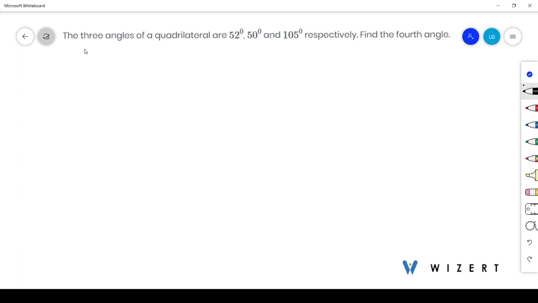Our question is, the three angles of a quadrilateral are 52 degrees, 50 degrees and 105 degrees respectively. Find the fourth angle.